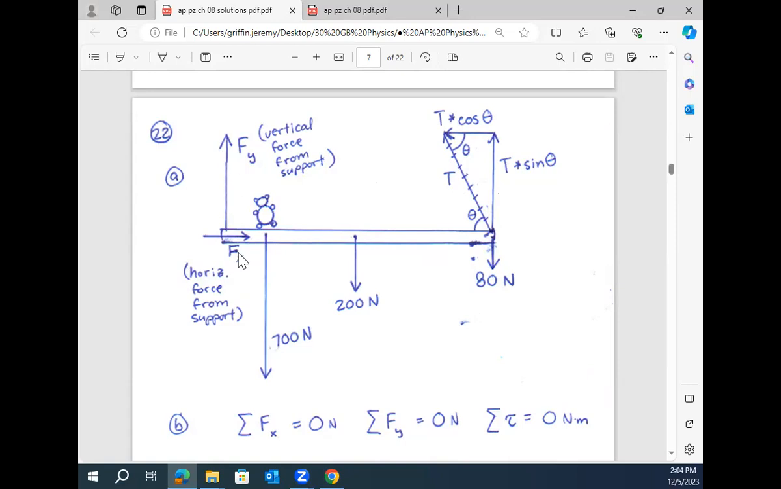So that's kind of like 3 unknown quantities. I don't know F sub x. I don't know F sub y. I also don't know this tension. That's like 3 unknowns. Ooh, that sounds like a bunch of equations I have to set up. Or do I? All right.